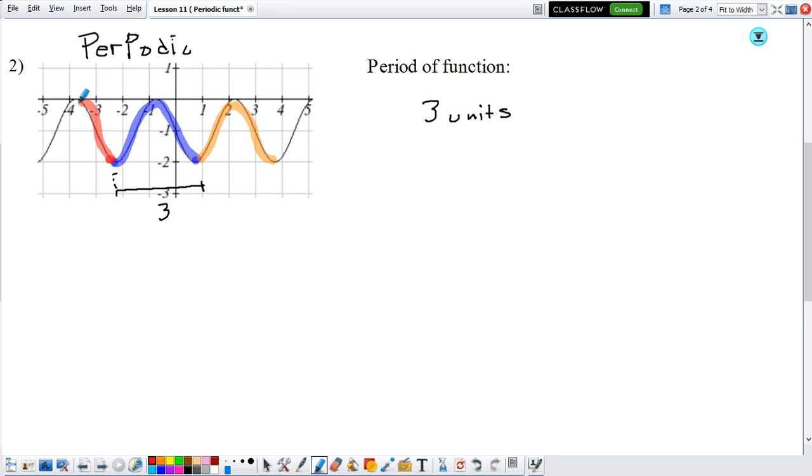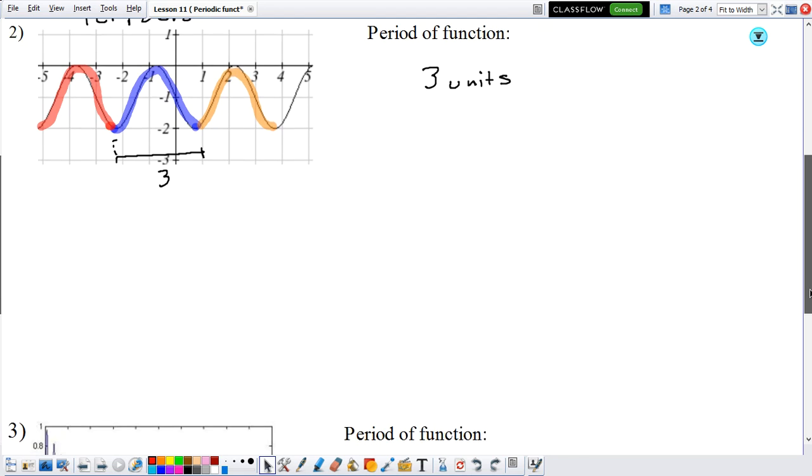Every period, it follows that same shape, and it needs to follow the same period of the function. It always needs to follow the same shape and the same length for it to complete that same shape.